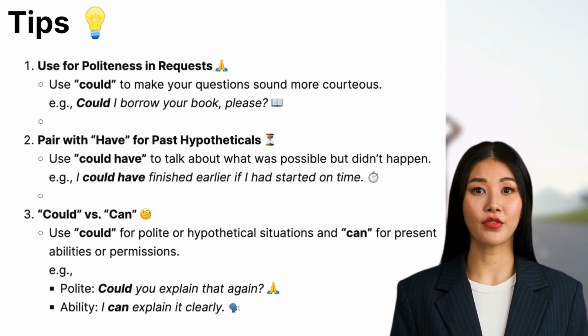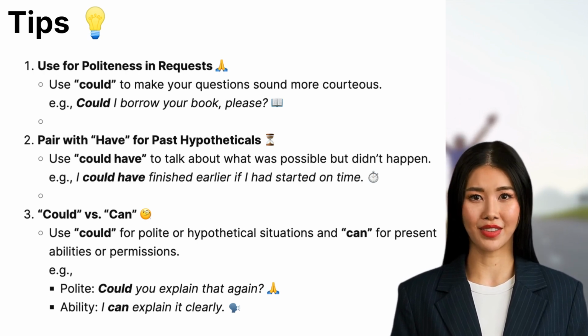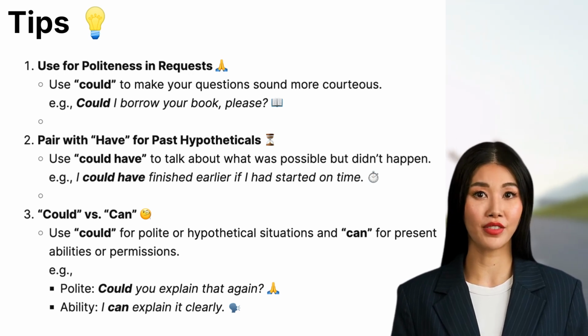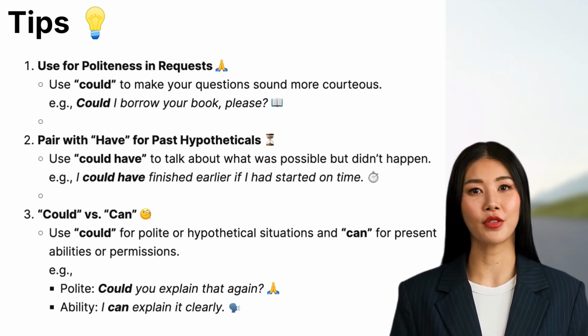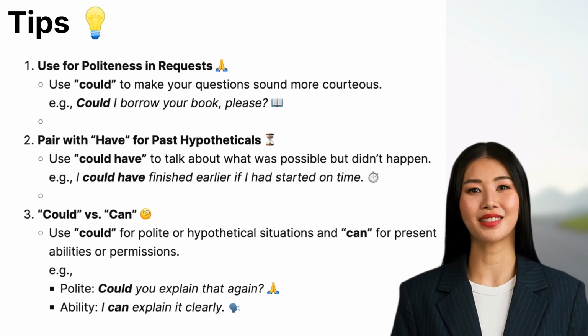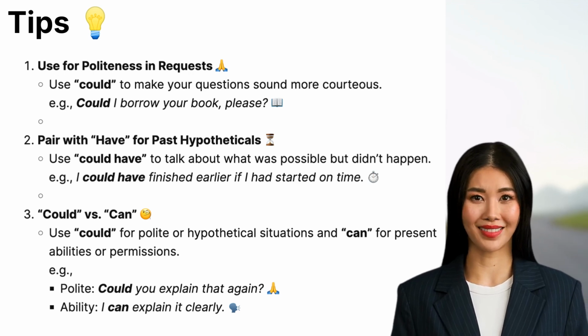3. Could versus can. Know the difference. Many learners mix up could and can, but they are used in different situations. Could is for politeness, possibilities, or hypothetical situations. Can is for present abilities or direct permission.